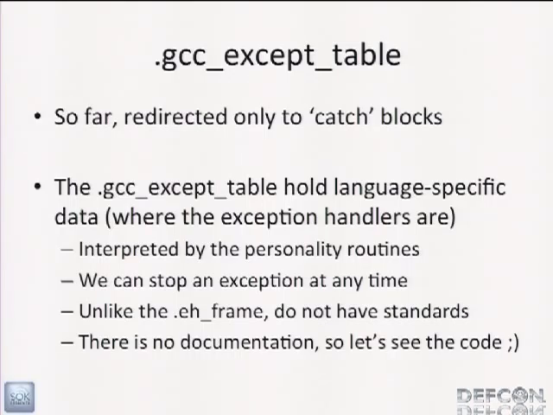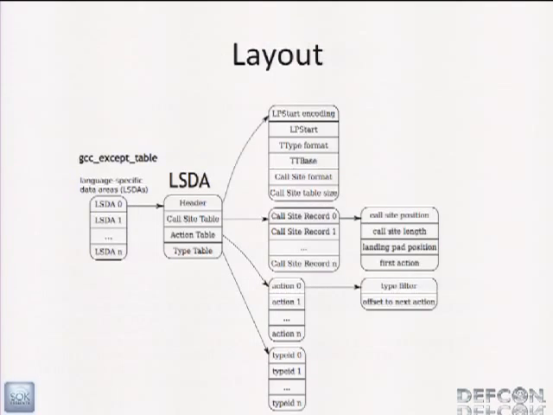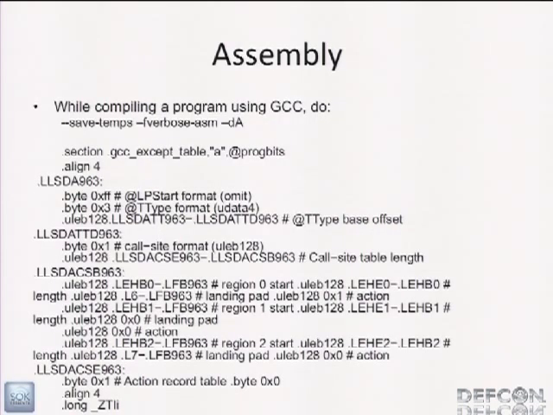EHFrame is mostly derived from DWARF. It's pretty well documented. For the GCC except table, there are a few mailing list posts by Ian Lance Taylor. There's an old document floating around somewhere from, I believe, HP that has an outdated version of the format. In order to really see what's going on, you have to tell GCC to give you some verbose assembly and take a look at what it's actually building in the GCC except table section. So think about packing your documentation with the source. Well, you pack it with the compiler, and then it deals it out piecemeal with the assembler code. I'm not sure this is really the high point of literate programming, however.